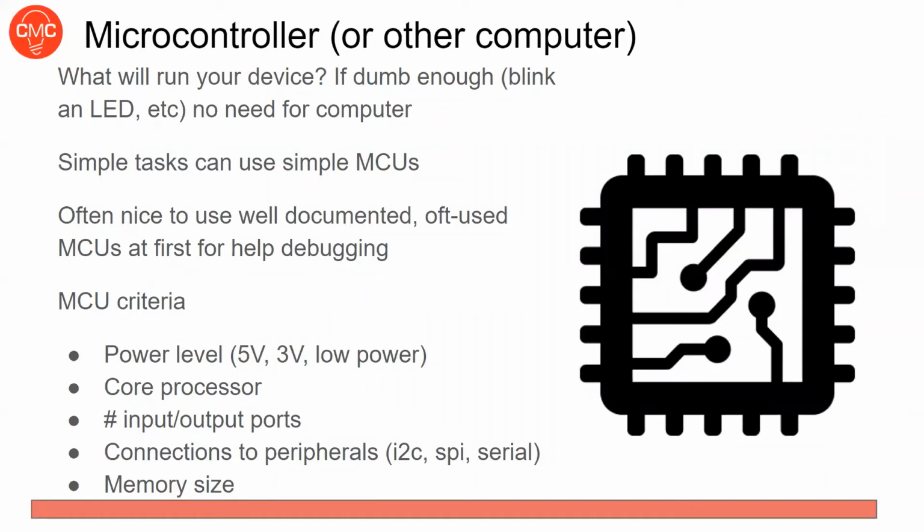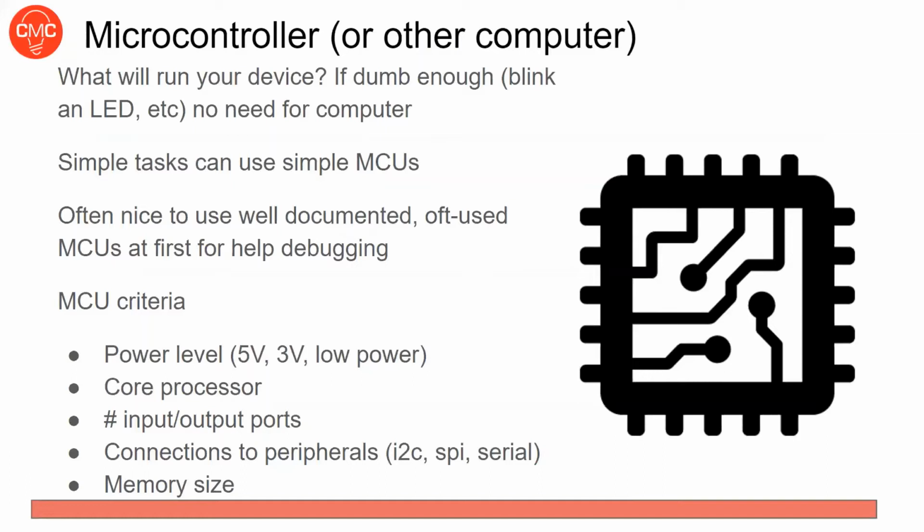Okay, so what's going to run your device? What is the logic? What is the processing unit on your device? If it's a really dumb circuit, like you're just blinking an LED, or when you touch something, you don't really need a whole microcontroller for that. Most boards, however, will be more complicated than that and will require some kind of control device for logic to program. So if it's something pretty simple, like we're doing in this class, you can use just a simple microcontroller.